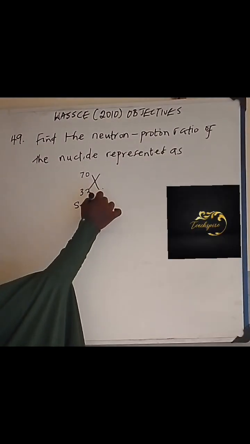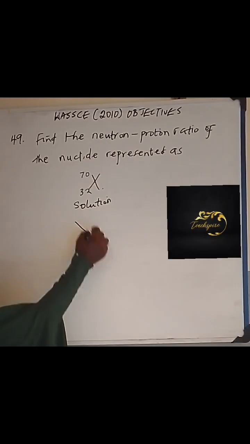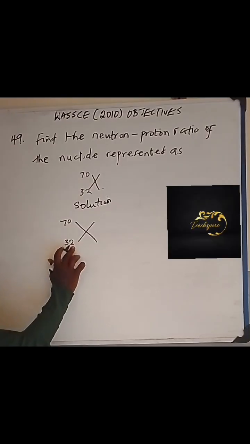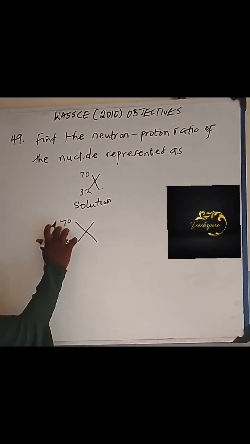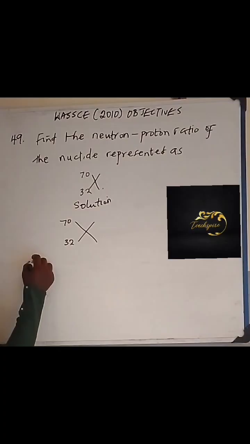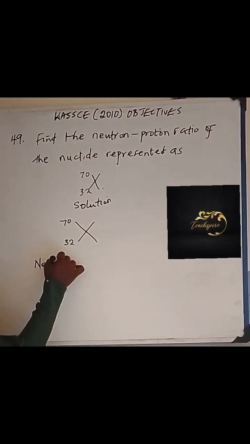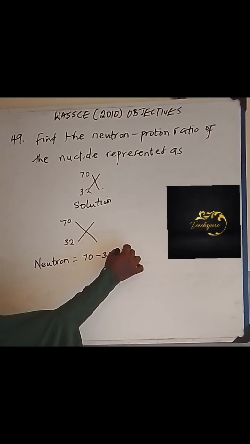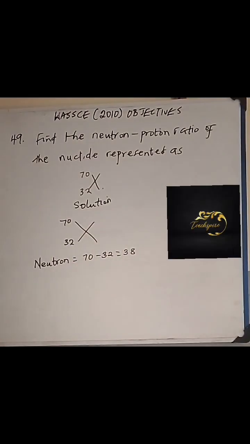Now, find the neutron-proton ratio in the nuclide represented below. So the nuclide is 70, 32. This is the number of protons, which is also called the atomic number, and this is the number of protons and neutrons, which is also called the mass number. So for me to know the neutron number, I'm simply going to say 70 minus 32, and that will give me 38. So we have to find the neutron-proton ratio.